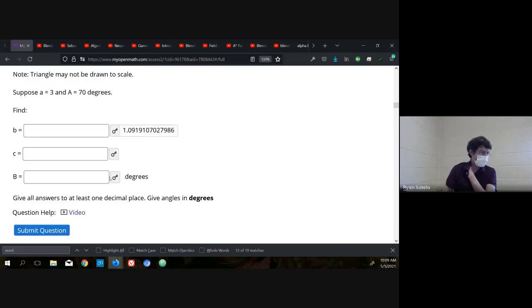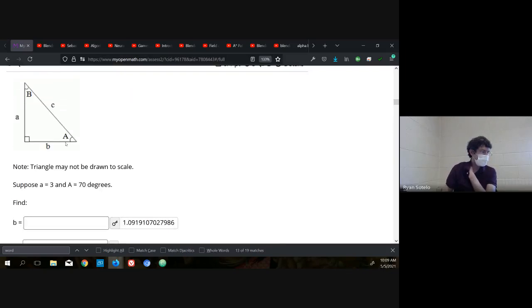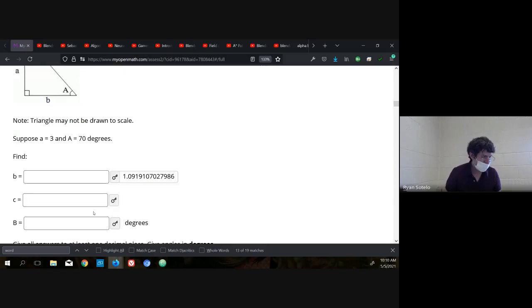For C, I'd probably use sine of A because that's opposite over hypotenuse. So sine of A is equal to 3 over C. So 3 divided by sine of 70 is 3.1925. And angle B, I know has to be 20 because angle A is 70 and they have to add to 90.